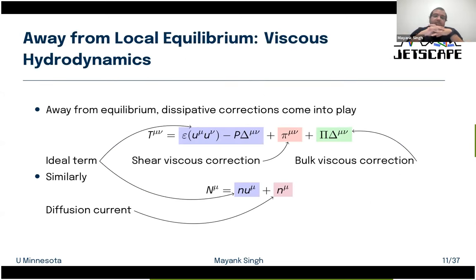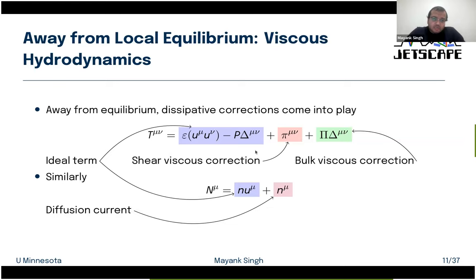Okay, so now we want to be even more realistic, and we want to relax the condition of even local equilibrium. So you go slightly away from local equilibrium, in the sense that you can still define equilibrium quantities there, but then you put corrections on top of it order by order. So away from equilibrium, the dissipative corrections come into play, the viscosities.